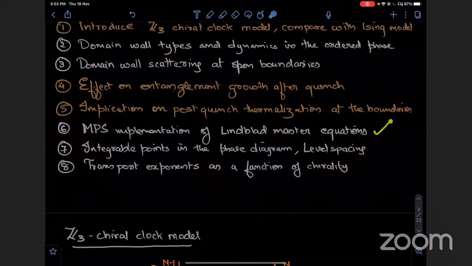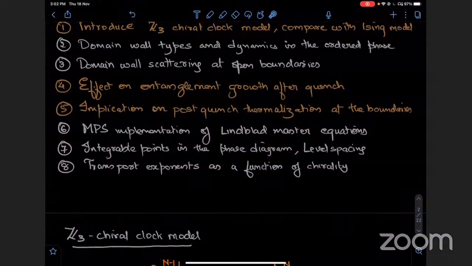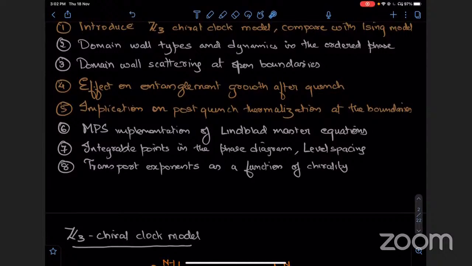In the second part of the talk, I'll talk about MPS studies on transport properties of the chiral clock model.